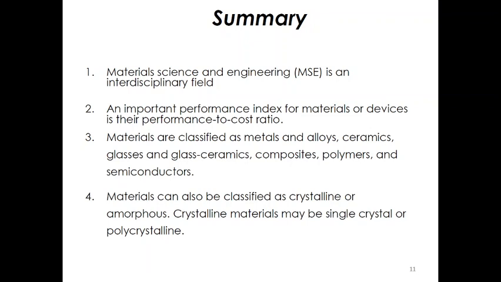Materials are classified mainly into the 5 group classification, that is metals and alloys, ceramics, glasses, glass ceramics, composites, polymers and semiconductors. Materials can also be classified as crystalline or amorphous. Crystalline materials may be single crystal or polycrystalline, that is material classification based on structure. Selection of a material having the needed properties and the potential to be manufactured economically and safely into a useful product is a complicated process, requiring knowledge of the structure, property, processing and composition relationships.